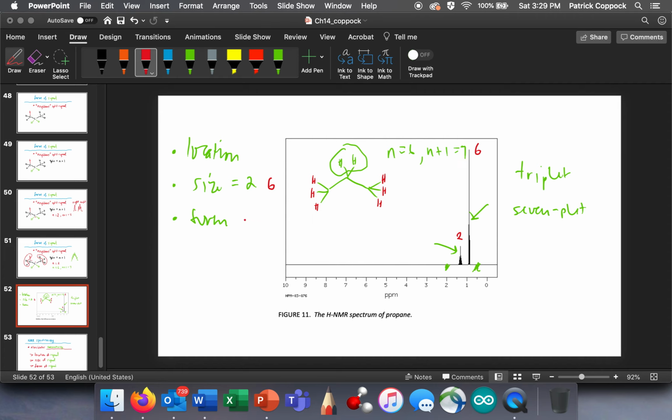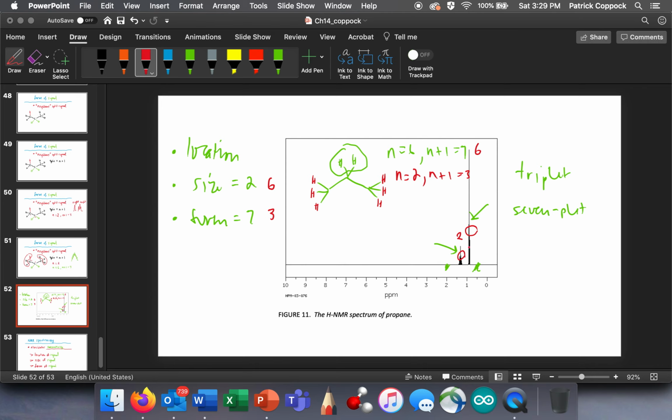And let me go further and say that the form, we already said this. This has got 6 neighbors. We're expecting a 7-plet, the multiplicity, right? And for the red, how many neighbors did the red have? Just a minute here. Only 2, right? So we're expecting n plus 1 is equal to 3. So we're expecting a triplet. And yes, look at that. So this is a triplet. We can see it. And this is a 7-plet.